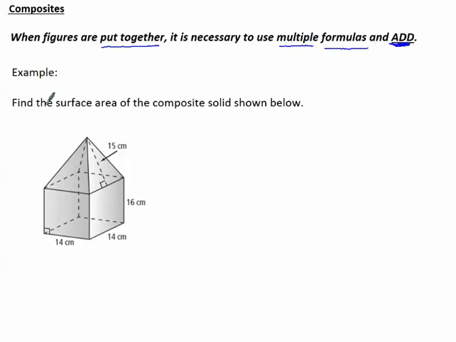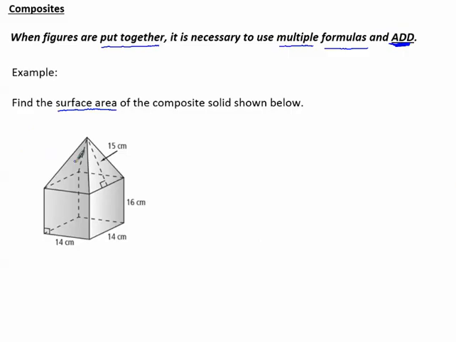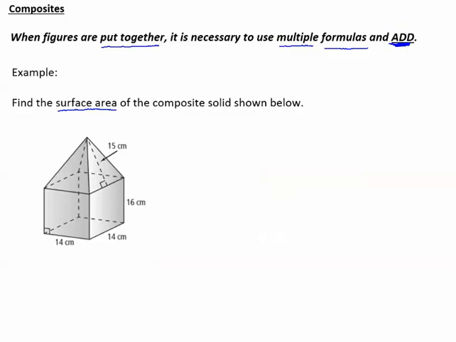So for example, we're trying to find the surface area of the composite solid shown below. Notice this solid is nowhere to be found on our formula sheet, but it is made up of solids that we can find on our formula sheet. The top is the pyramid, and the bottom is the rectangular prism. See, this is the top, the pyramid, and the base is the rectangular prism. So we're going to need two formulas.